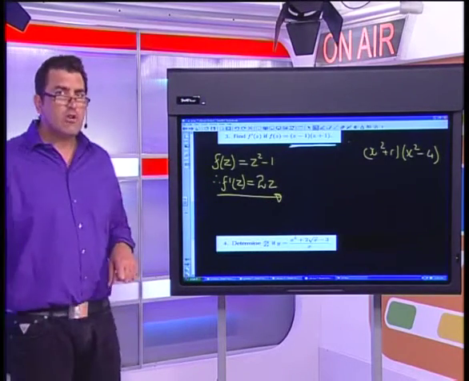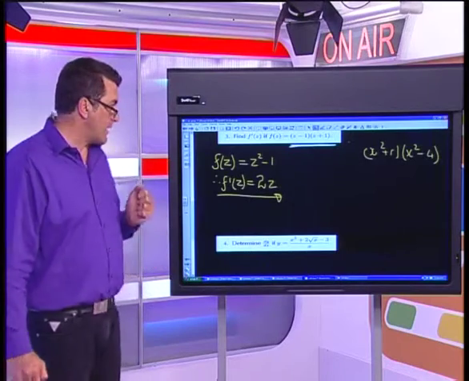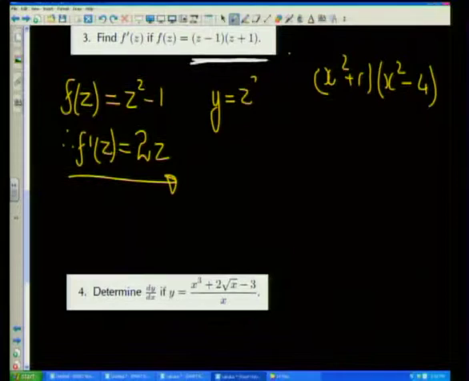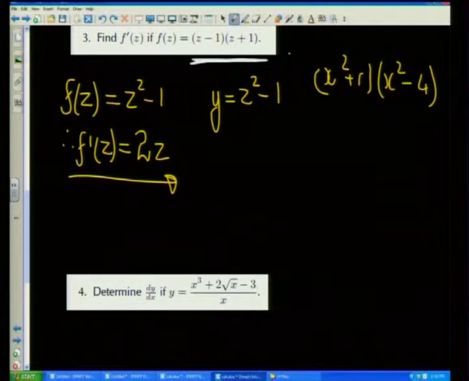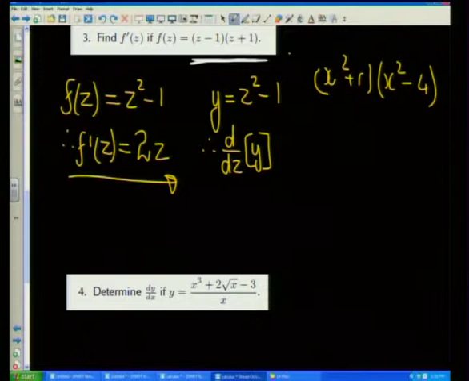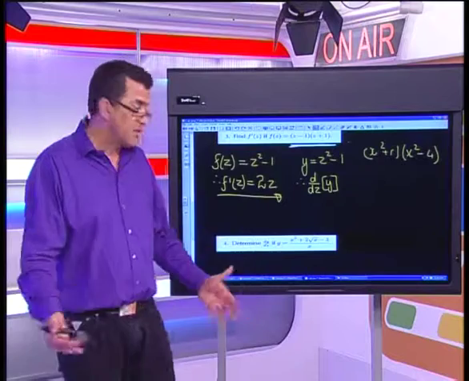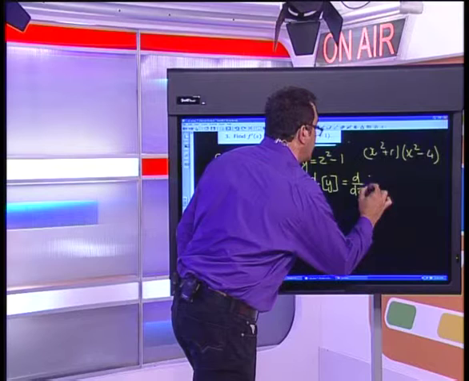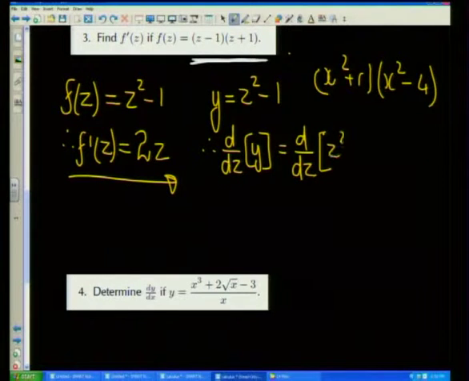I want to show you quickly if the notation was different. Let's just say I had y, which was equal to z squared minus 1. Now I want to differentiate it. So what do I do? I then write d dz of y. Why am I saying that? Why isn't it d dx anymore, folks? Because my variable is z. Okay, so it's the same as d dz of z squared minus 1.